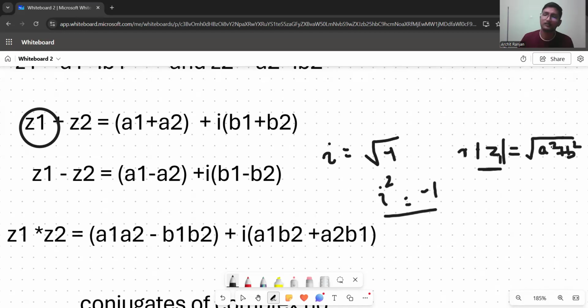You will basically understand this much further in the next part. I'll just show you. Just remember, this is basically the modulus of a complex number, right?